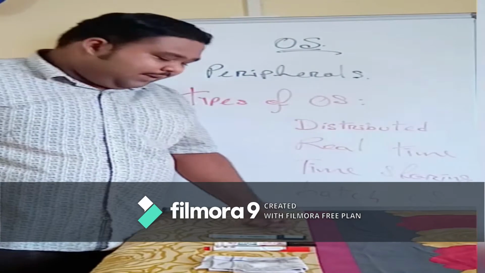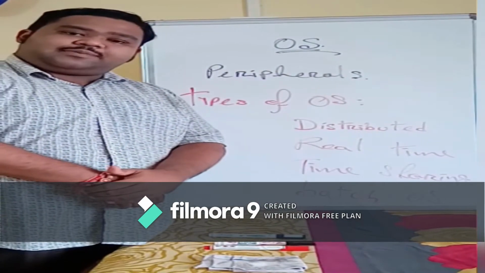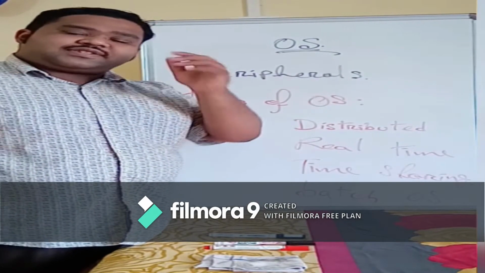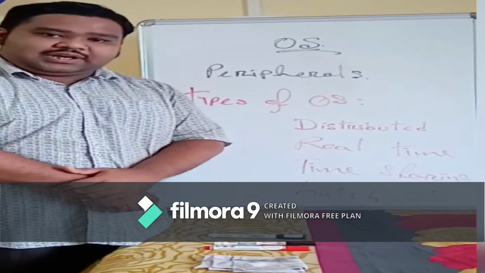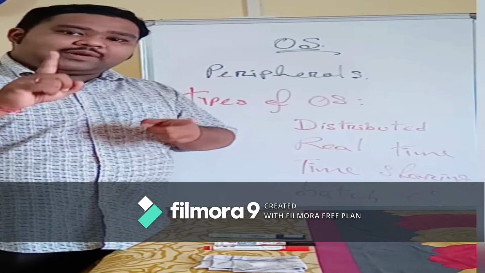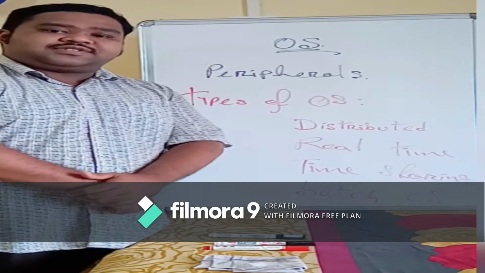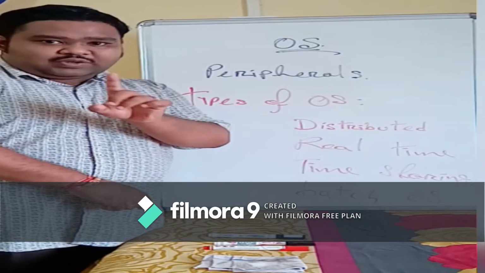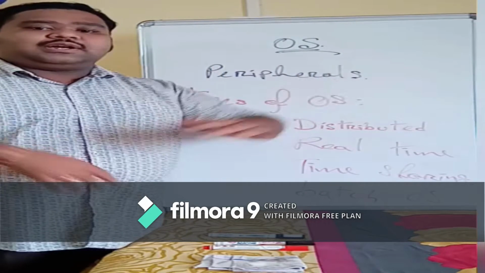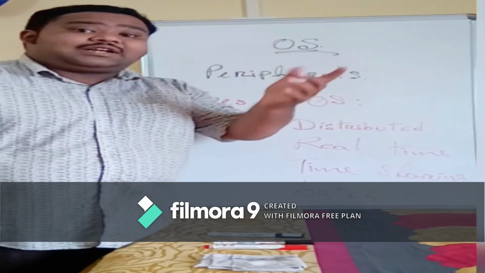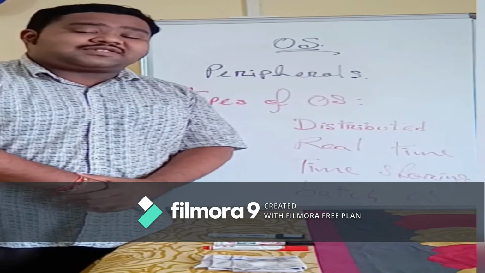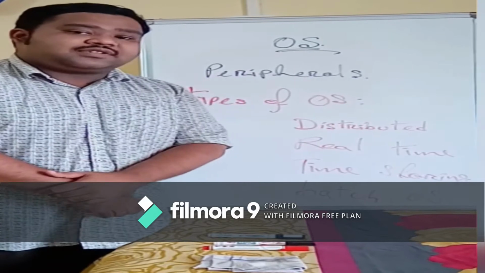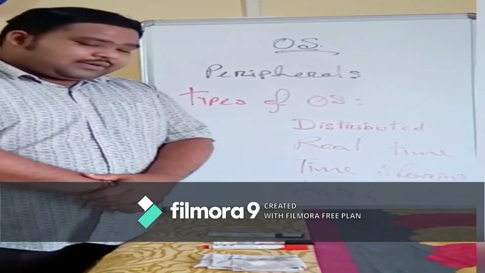Then comes time sharing. What happens in time sharing? In time sharing, multiple users are sitting at different places. Alright, and they are accessing one particular machine, one particular CPU. CPU time will be shared with all the users, those who are sitting at different places and accessing one particular system. So this is about time sharing.